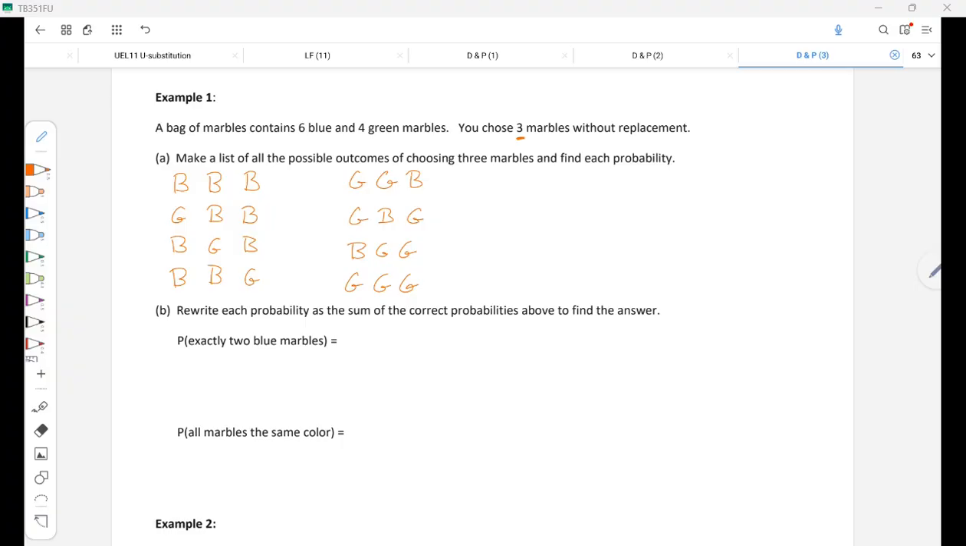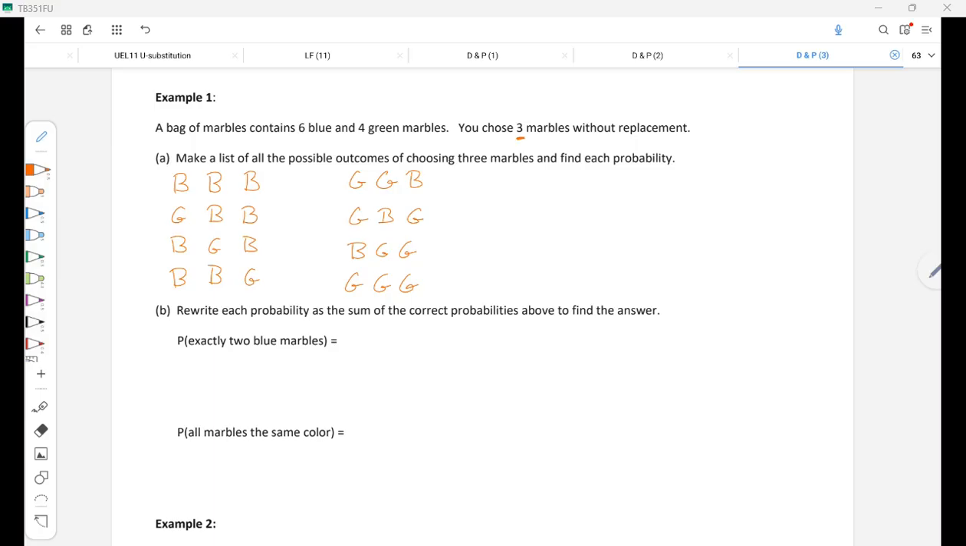If you think about it, there is no other way to pick 3 marbles and have anything other than those 8 lists happen, from blue, blue, blue to green, green, green, and everything in the middle. So you have to think about these things as you're doing your probabilities. We don't need to list all of them.